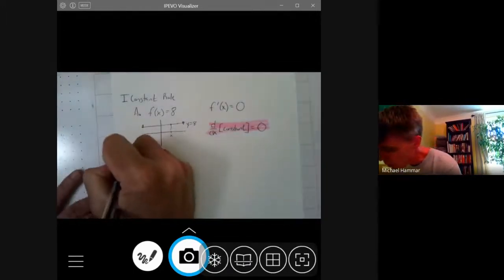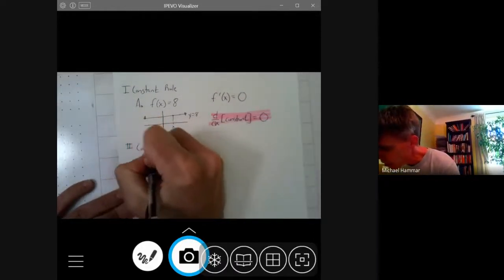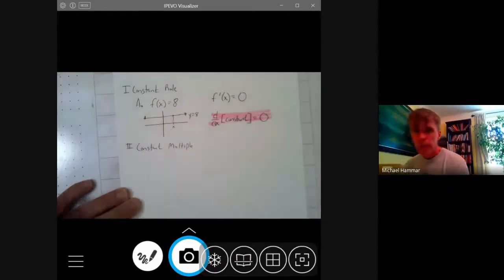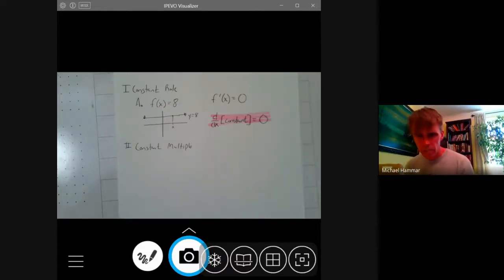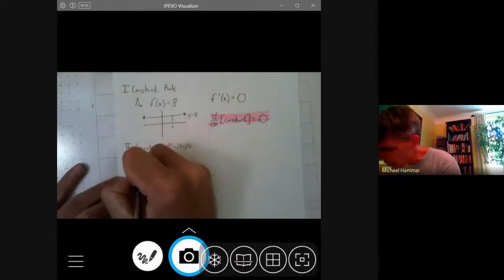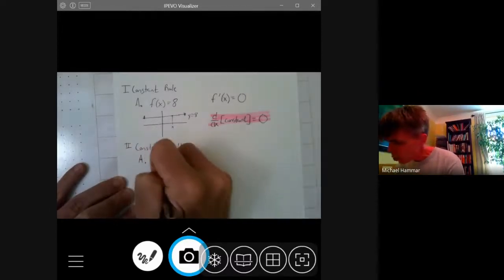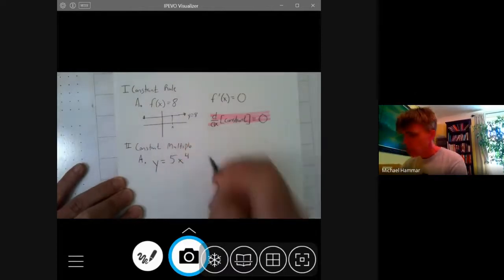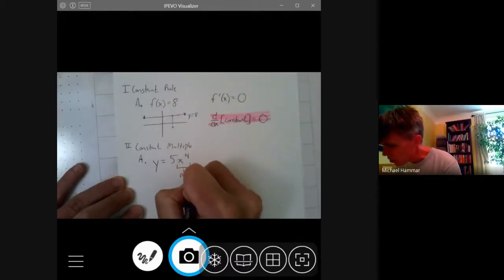Now, number 2, the second rule that we're going to take a look at is called the constant multiple rule. Now, this rule is kind of a combination of the power rule and a little twist on that. So here's what it kind of looks like. So first of all, I'm going to show you an example. So let's say I give you y equals 5x to the 4th. Notice we have this right here. This we can do the power rule on.